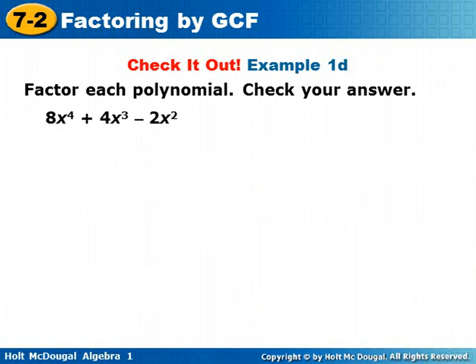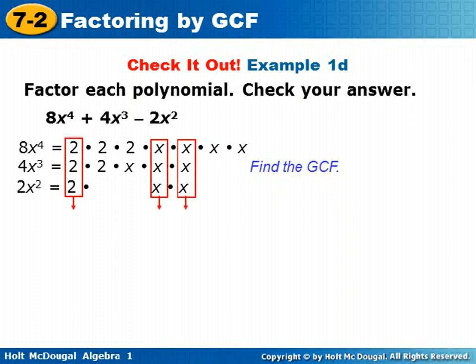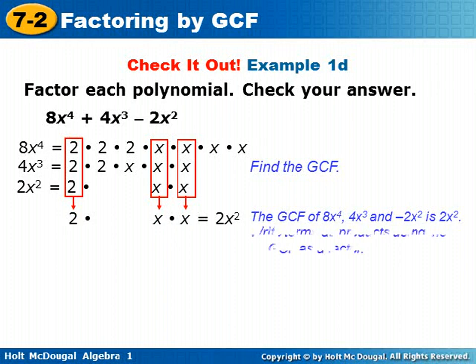Here's another example for you to try, so you can pause the video and then check back for your answer. So we're going to find the greatest common factor between all three terms. 8x to the fourth would be 2 times 2 times 2 times x times x times x times x. 4x to the third would be 2 times 2 times x times x times x. And 2x squared would be 2 times x times x. The like terms are 2x and x, which multiplied together is 2x squared.